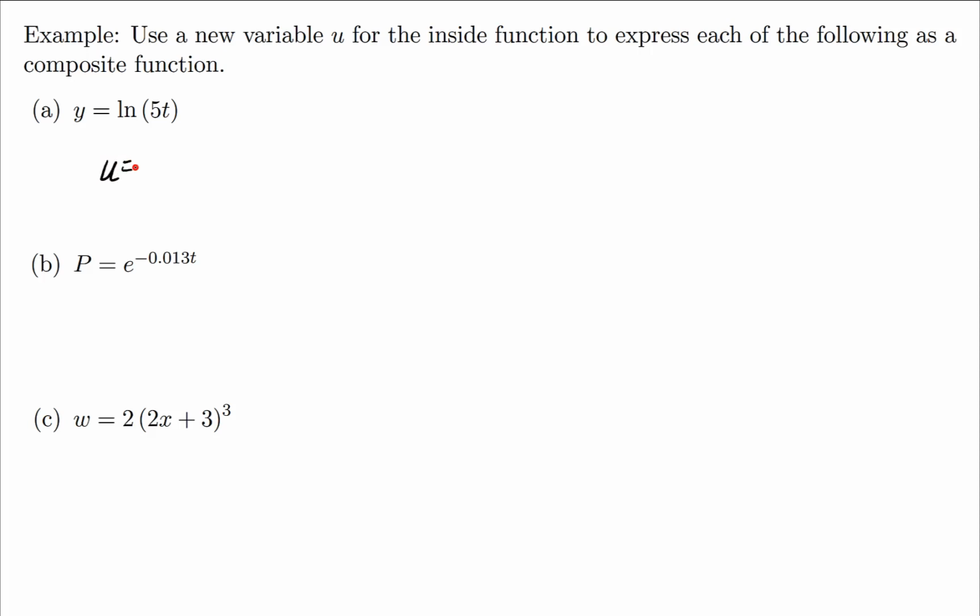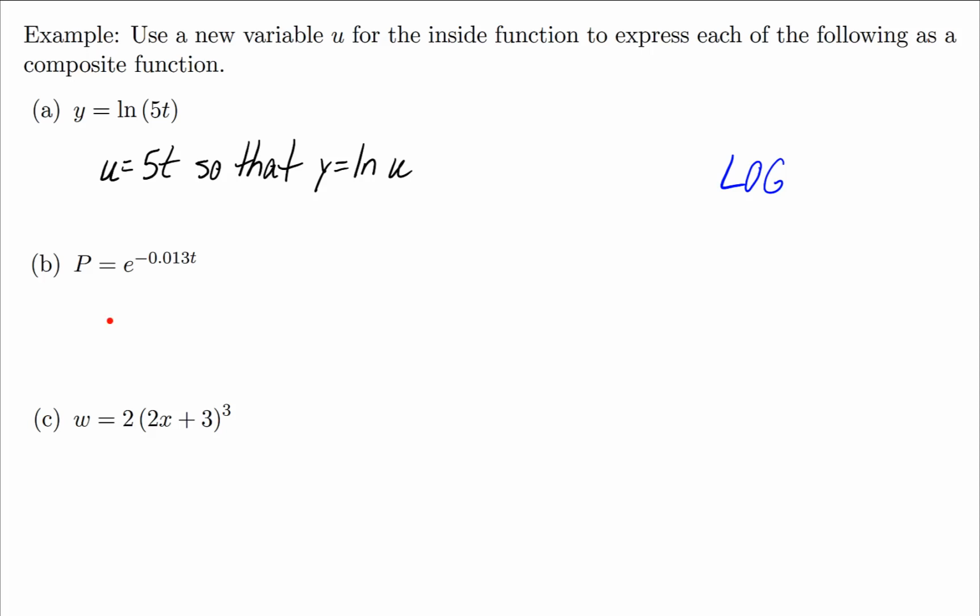I'm going to let u equal 5t. That's the inside function. That would give me that y would equal the natural log of u. So when you're dealing with natural logs, a good choice for your inside is the inside of the parentheses. That's one of the types of problems you'll encounter with the chain rule.